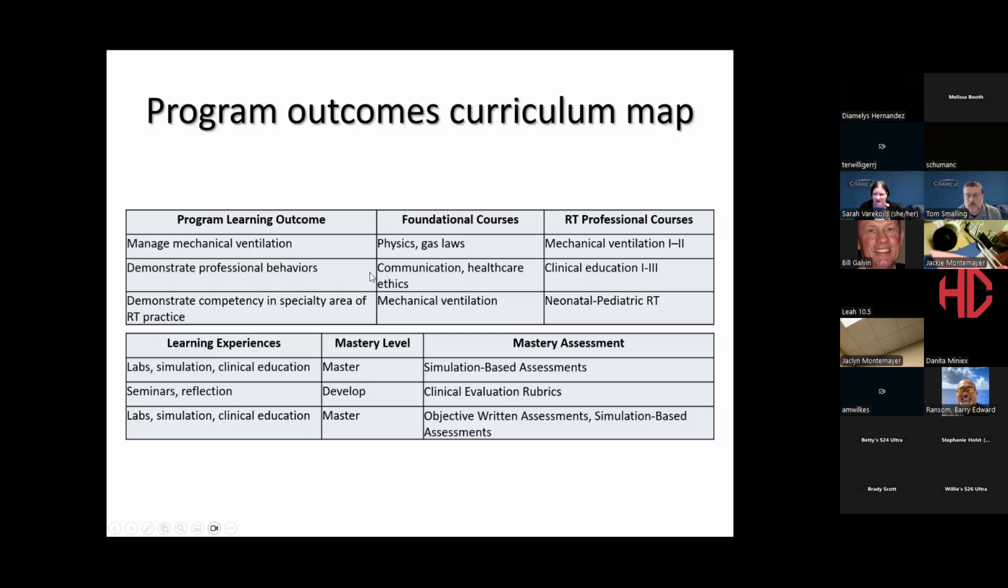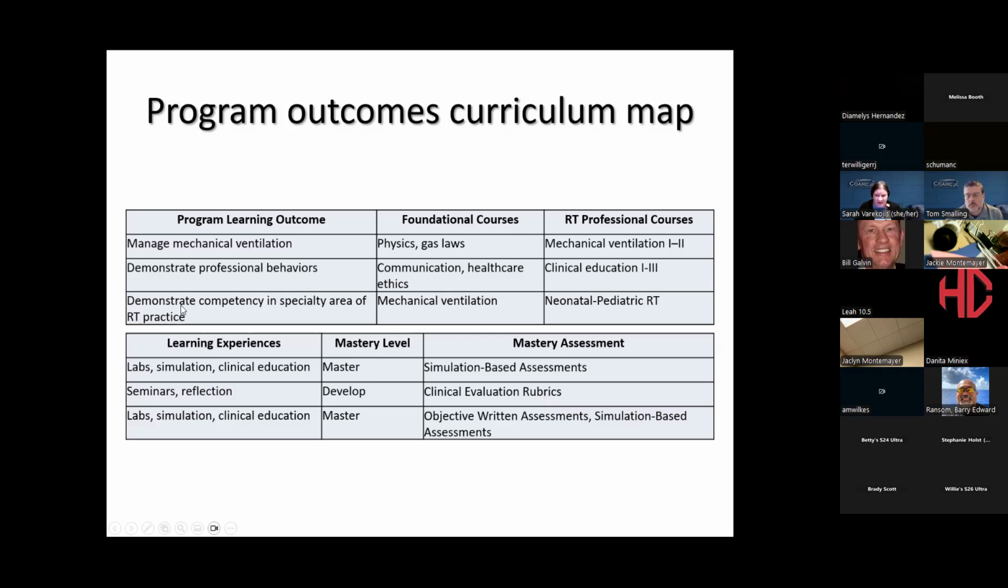Demonstrating professional behaviors, I would need communication, healthcare ethics, and I could do that through clinical education courses 1 through 3 would be my professional courses. I would use seminars and reflection as learning experiences. I'm hopefully getting to at least the mastery level of develop for this one by the end of the program. And again, I would be assessing this with clinical evaluation rubrics.